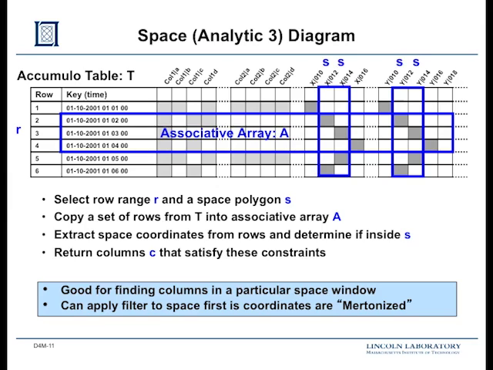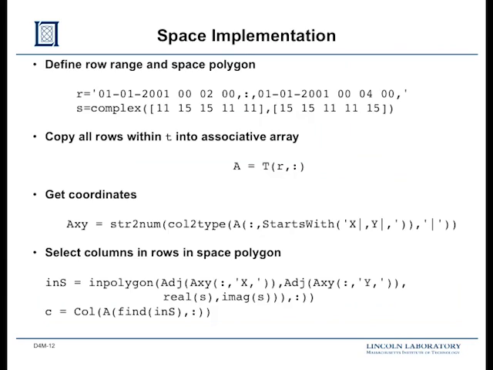All right, so let's actually do that analytic. Again, I selected my rows, got my x and y coordinates in those rows, and then figured out which columns they were that satisfied that. All right, so let's do that now in code. Let's see here. Let me get over here.